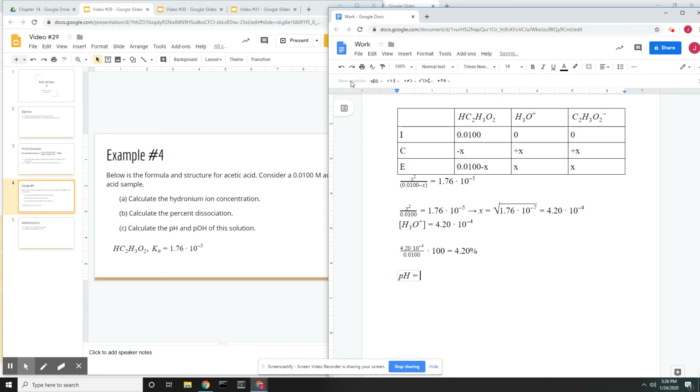So for the pH, I just take the value I got in part A and I take the negative log of it. And then pOH is even easier, just 14 minus that.